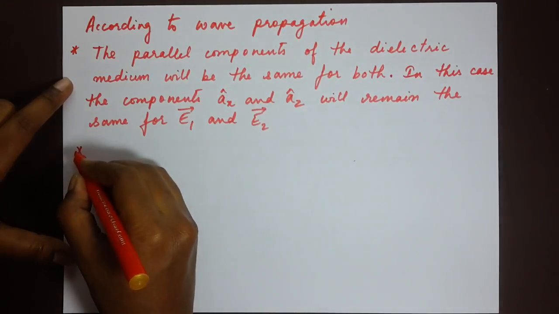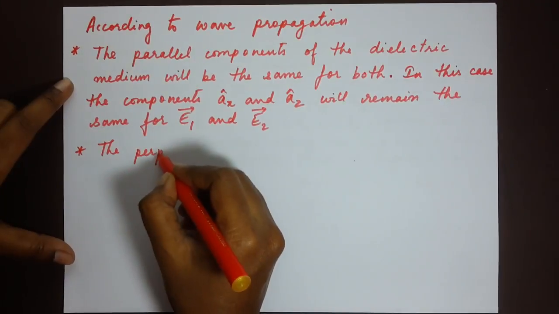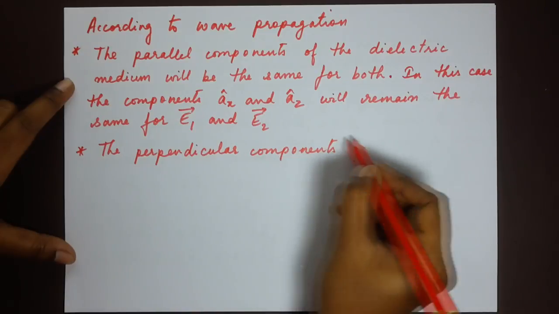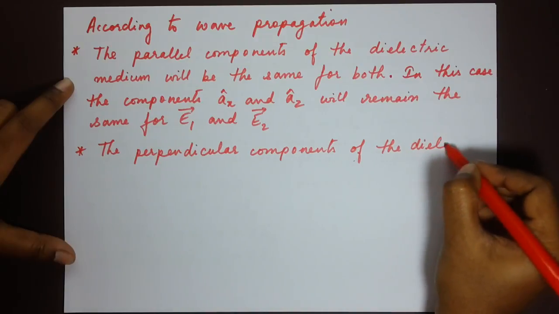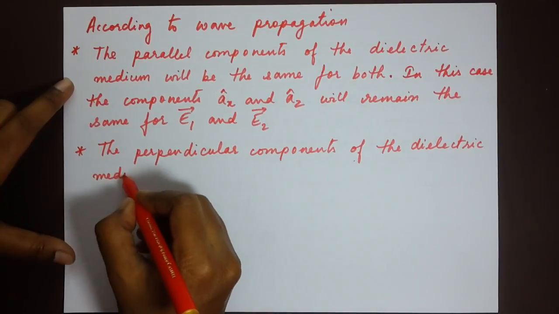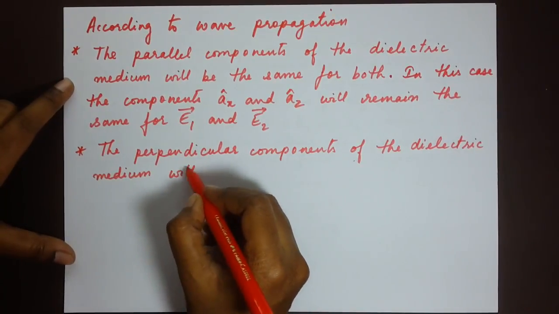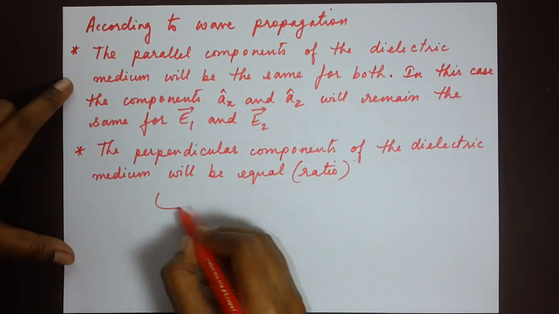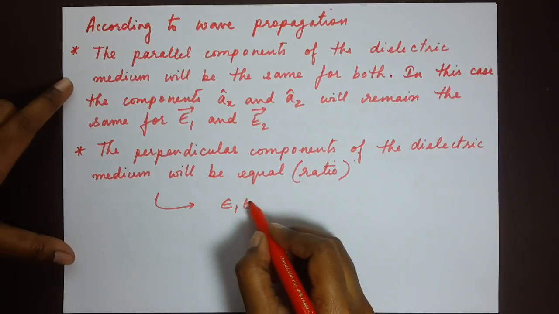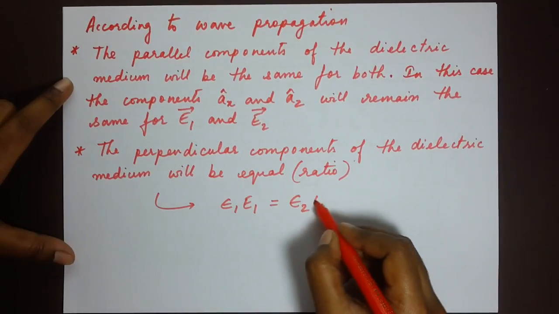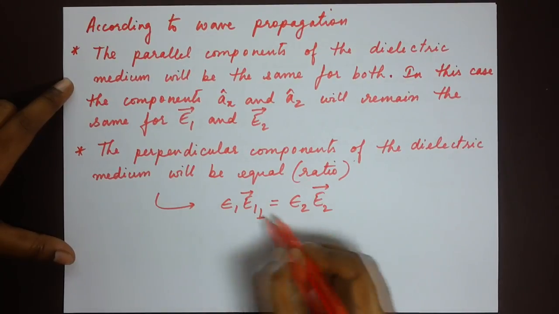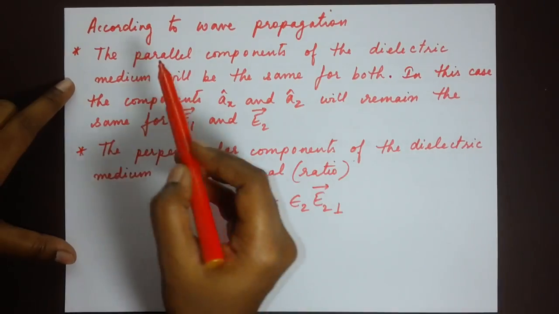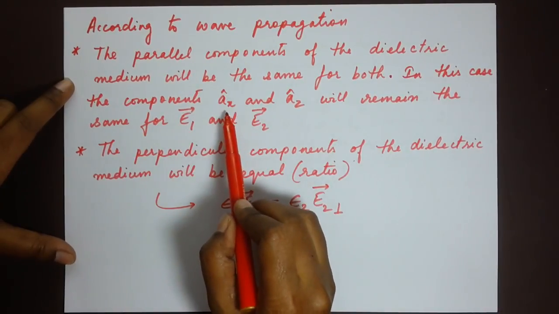I hope that's clear. Now the second point is the perpendicular component. The perpendicular component of the dielectric medium will be equal. The ratio will be equal, which means that epsilon 1 E1 is equal to epsilon 2 E2. This is only for the perpendicular components. Okay, so now let's analyze each point. The first point talks about the parallel components. The parallel components are AX and AZ.